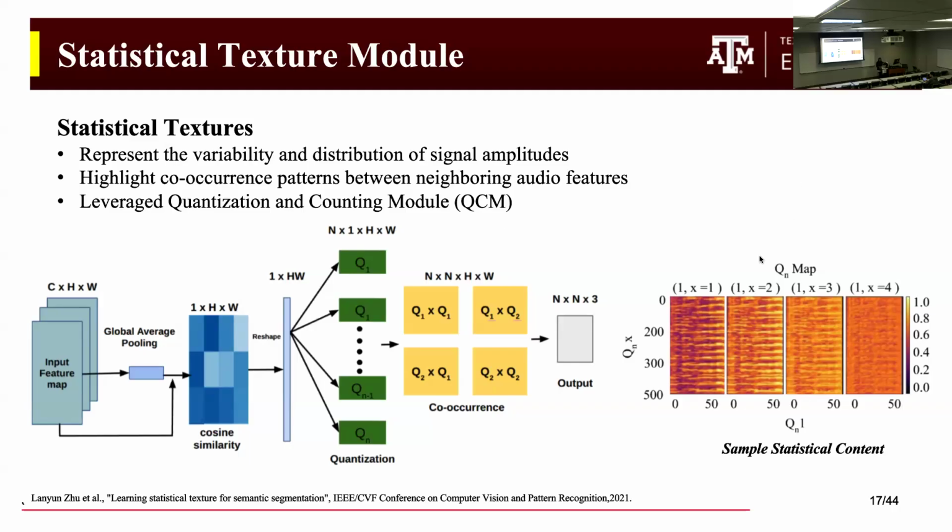At the end, we will have a 3D feature map output from this statistical texture module. In this 3D output, you can see n by n by 3. The n by n means co-occurrence in one direction and co-occurrence in another direction, and the third dimension is the count of the co-occurrence. Here is the visual representation of the co-occurrence map. The light colors show that we have more co-occurrence in those areas, and the darker colors show that we have less co-occurrence of feature activation in those areas.